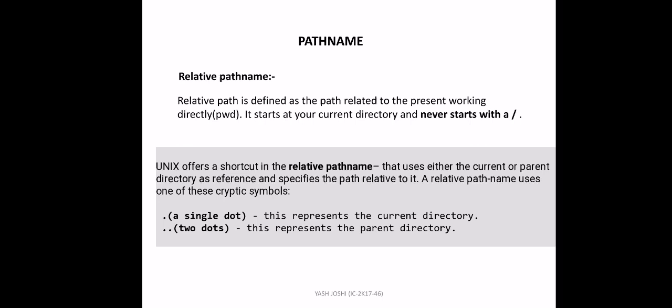A relative path name does not begin with a slash. Generally, you specify the location relative to your current working directory. This is the most useful to shorten a path name.